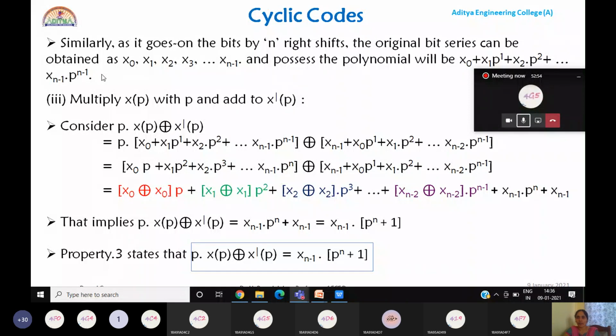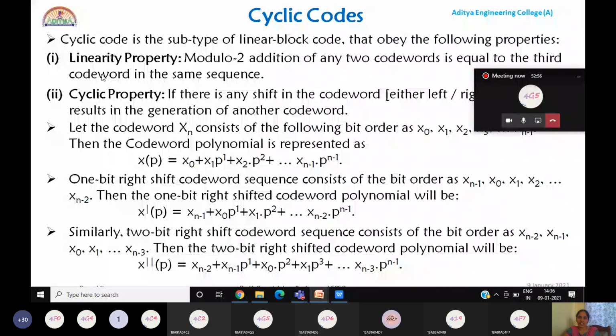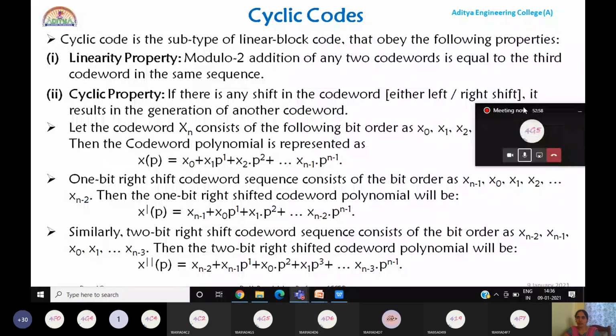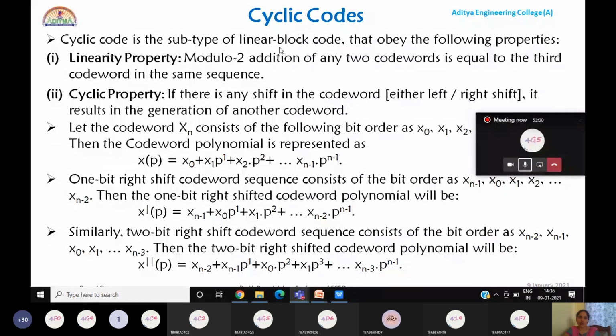What is the second property? First property is the linearity property. It is the same as that of linear block code. So if you take the modulo 2 addition, the XOR, of any two code words, each having a length of n, it results in a third code word. That is the first property.